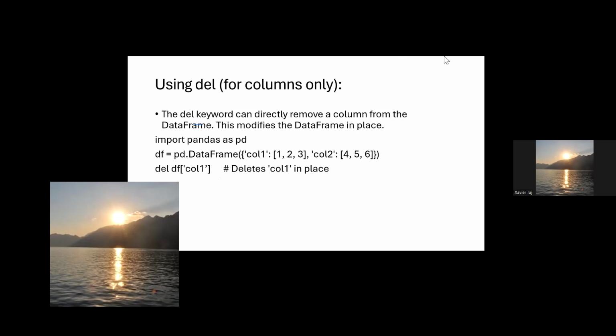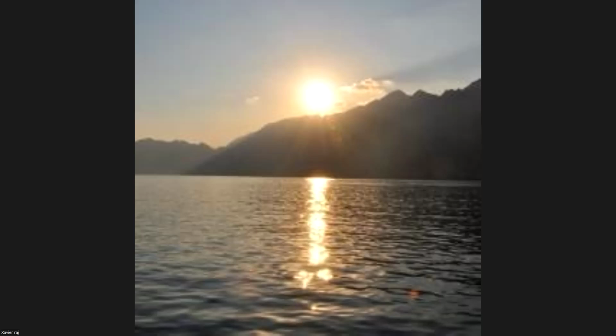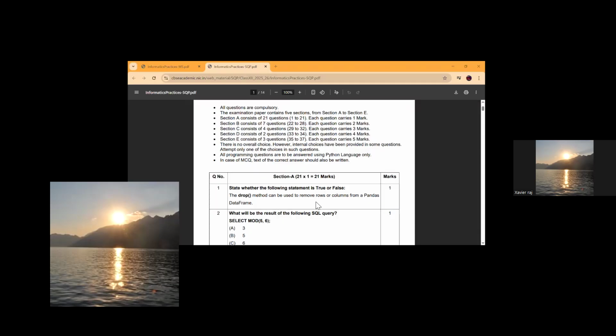So here, according to our question, what is the question? The drop method can be used to remove rows or columns from the pandas data frame. So what will the answer be? The answer is true. I just explained the different ways you can delete a row or column in the data frame. So if any other question comes on this, you can answer.